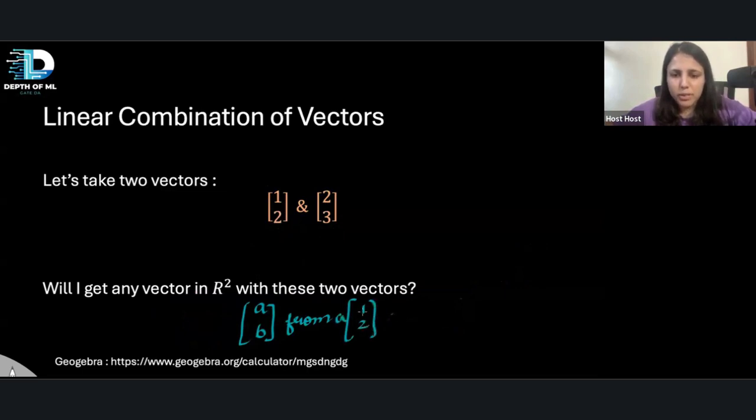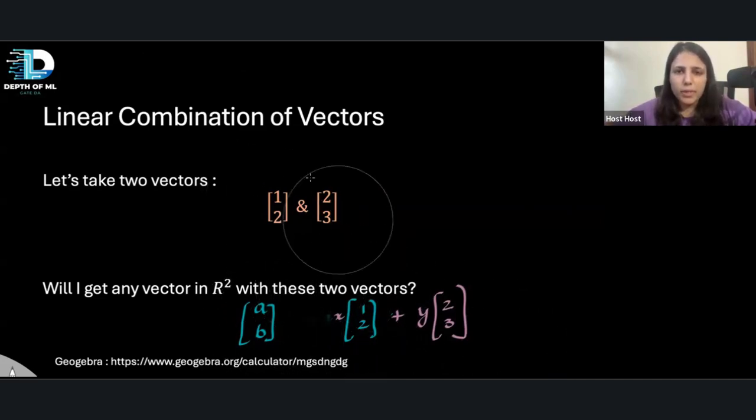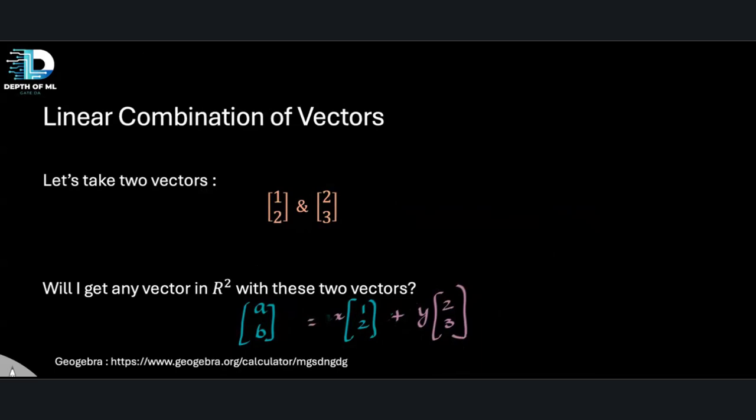What is this? Use x of (1, 2) plus y of (2, 3), right? Let me use this as well. So can you tell me what will be the value of x and y so that I obtain a and b? Is that very clear or is it very evident from these? No, right? Anyone? It's not very evident.